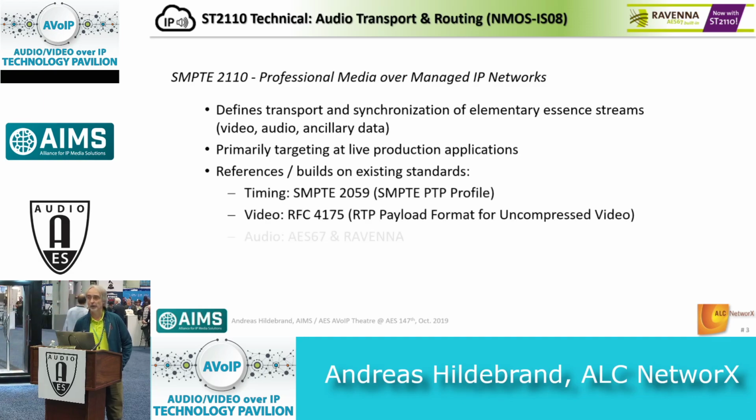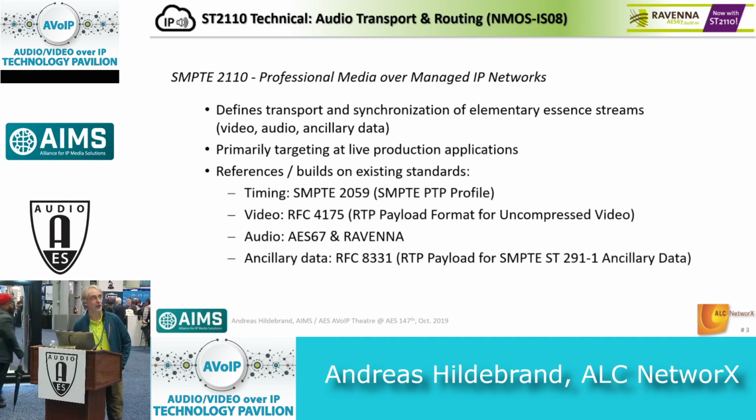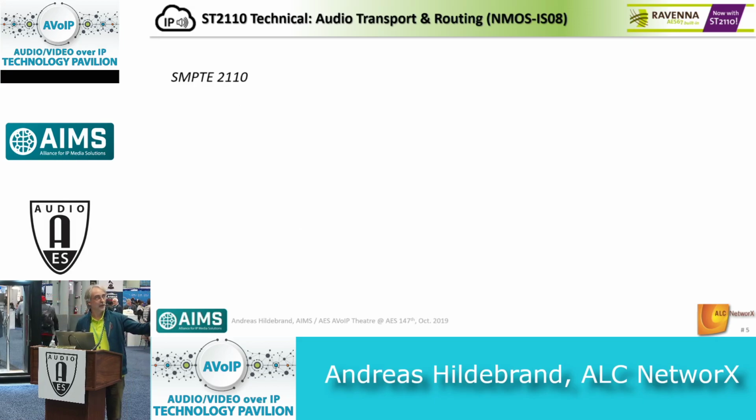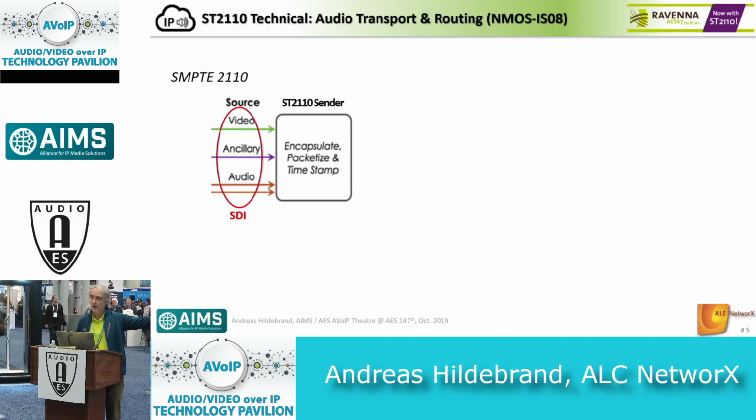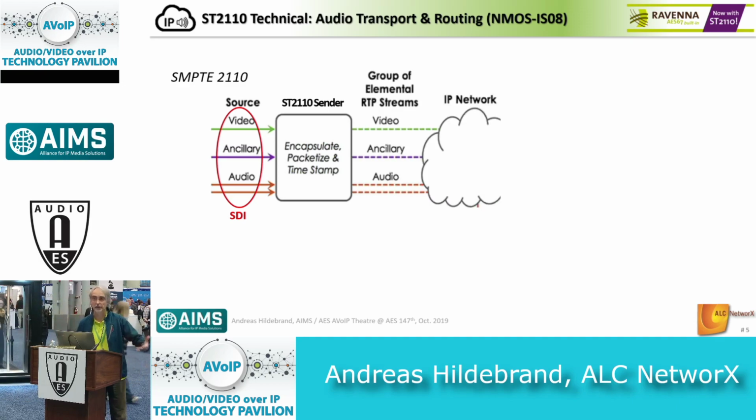So again, for those who just joined in, 2110, professional media over IP networks. It's about transporting elementary essence data, and the way it is being designed is just like this. We have an SDI signal, which usually contains video and ancillary data and some audio channels, up to 16. An ST2110 sender would now encapsulate the individual essences into individual streams onto the network. So we have video and ancillary and audio streams separated from each other, but synchronized through PTP on the network.